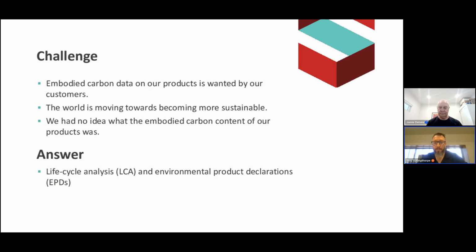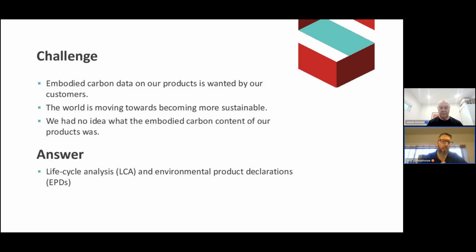So the challenge for us, especially with expanding into the USA and the UK, is that more and more people want to know the carbon content of your product. Why? Mainly because over there, in Australia, we're a little bit behind, as Jamie described, but it is moving very, very fast, and we're getting questions on embodied carbon more and more often, especially this year.